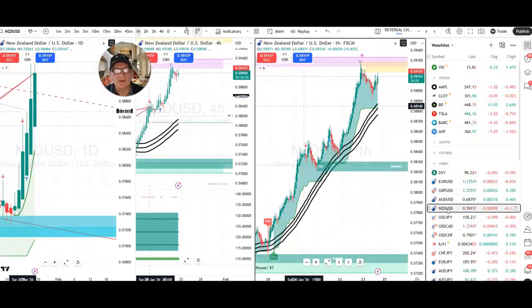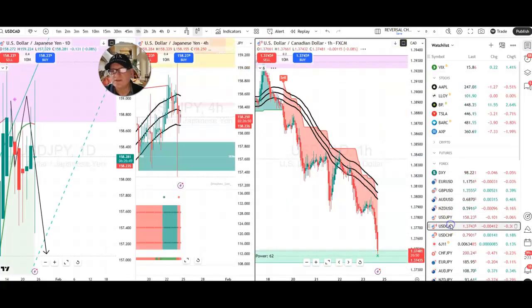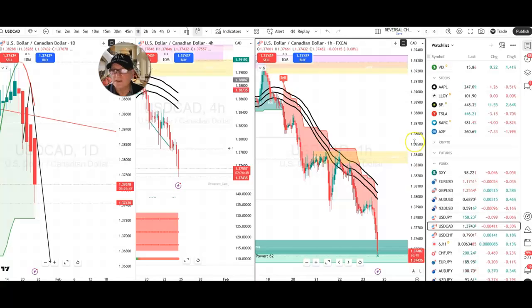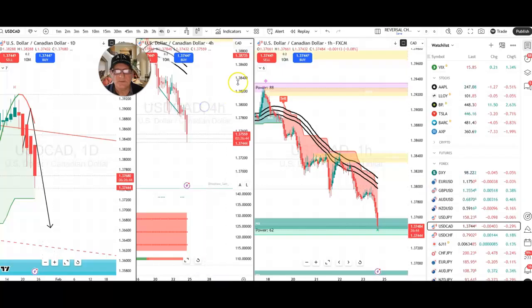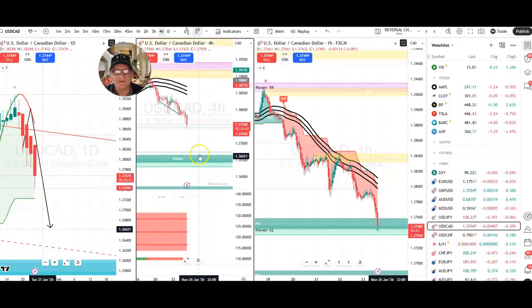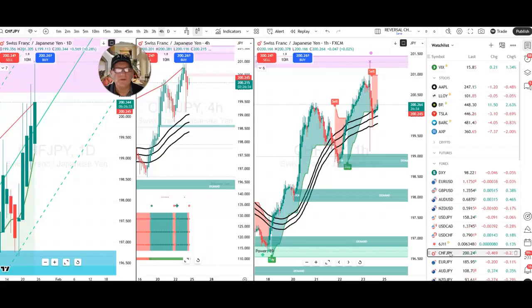Similar for the Kiwi, moving up. Weaker dollar means it's going up. US Yen's a bit mixed at the moment, not much going on there. Dollar weak, US Canadian weak. And there isn't any support for this price either, so the support's down here somewhere. Mixed US Swiss.